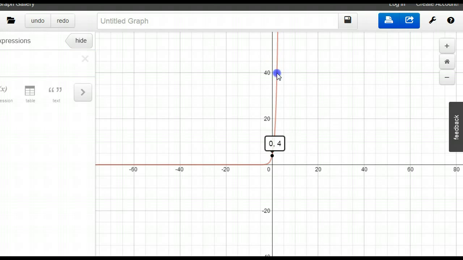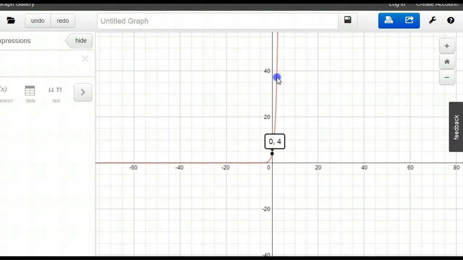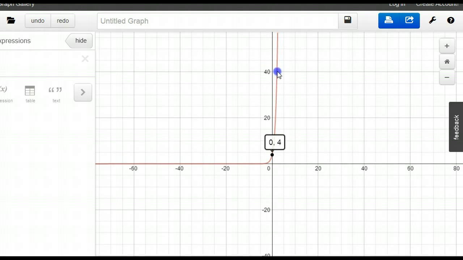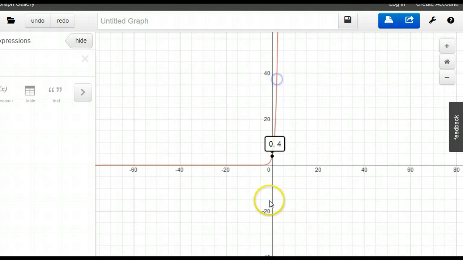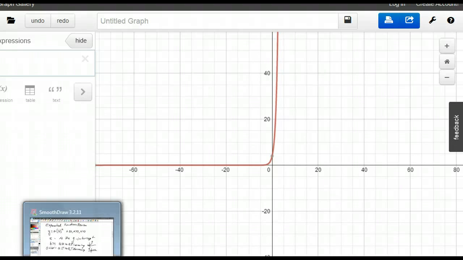What else do we have on this graph? I'm going to try and find a point on the graph. Okay, let's look for another point on the graph. Oh, there was one. 2, 36. So we have the points (0, 4) and (2, 36).